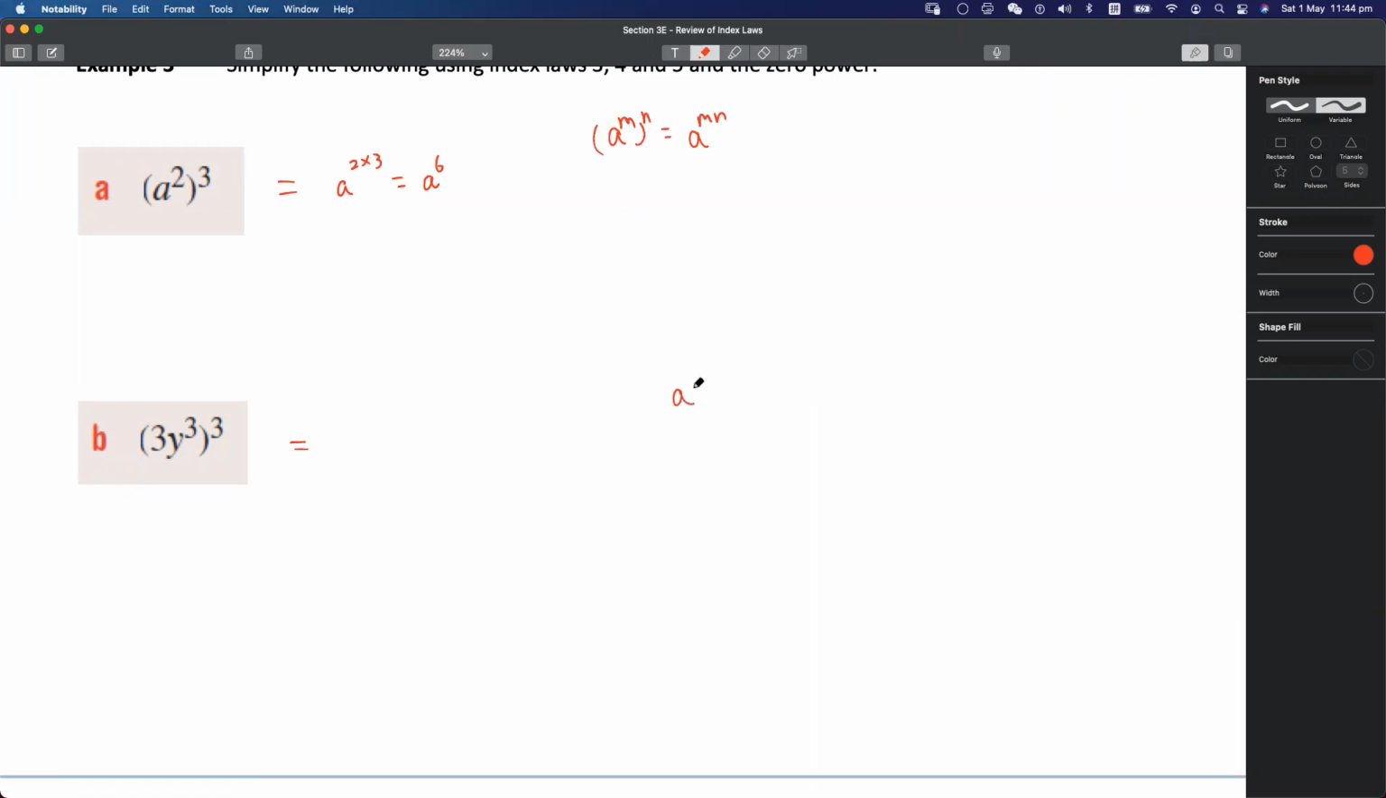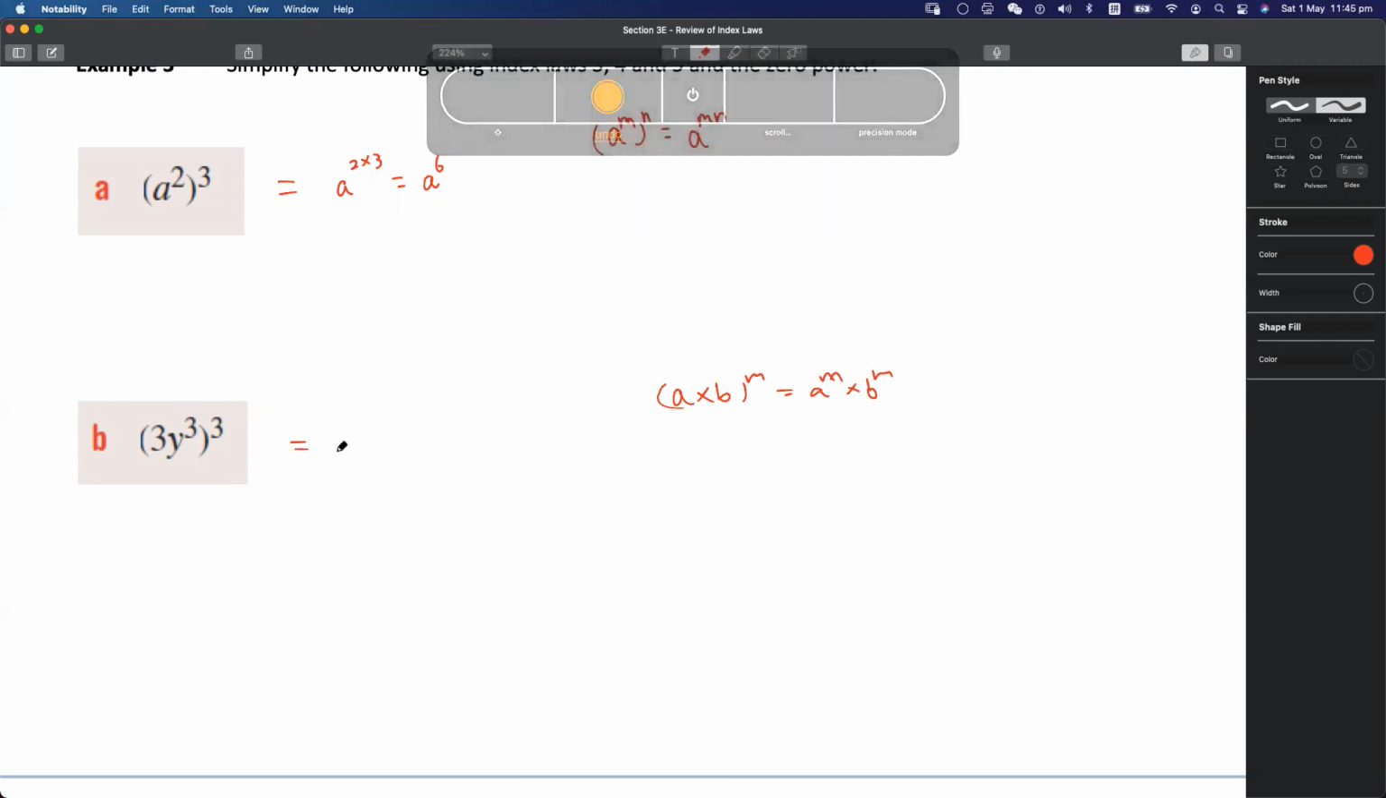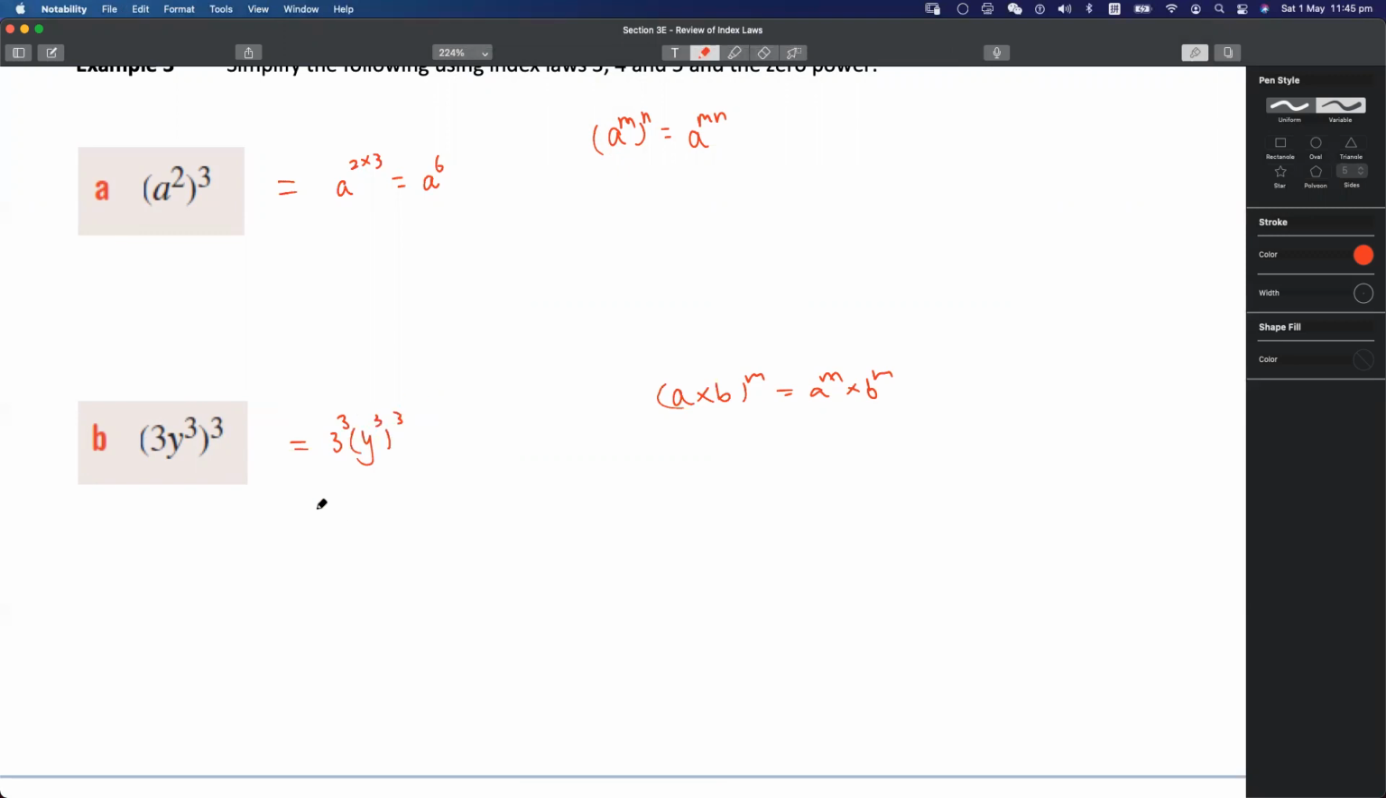Okay, next one. Remember that a times b to the power of m is a to the power of m times b to the power of m. So apply that. The power goes to here, 3, and I'm going to distribute this power to here, 3 cubed, y cubed. So that's just going to be 3 cubed, 27, y cubed.